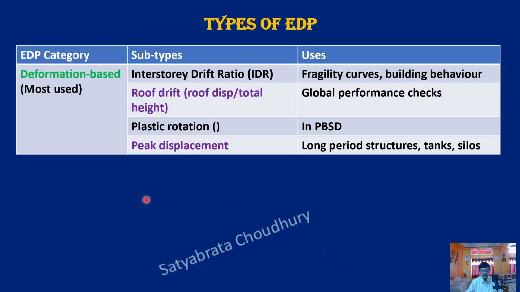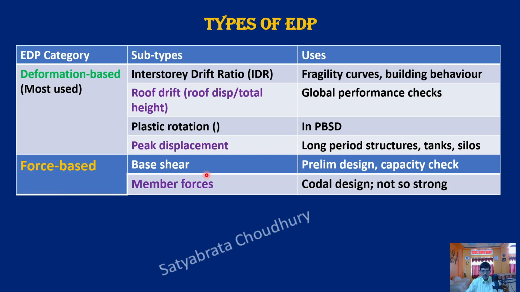Types of EDP are like this. Deformation based, mostly used, like interstory drift ratio, roof drift, roof displacement divided by total height is called the roof drift. Then plastic rotation, peak displacement. And these are used correspondingly in fragility curves, building behavior, global performance checks. Plastic rotation is highly used in PBSD. Peak displacement is used in long period structures, tanks, silos.